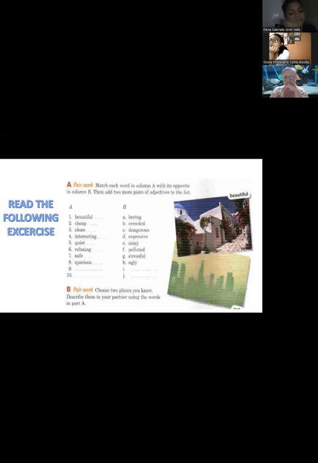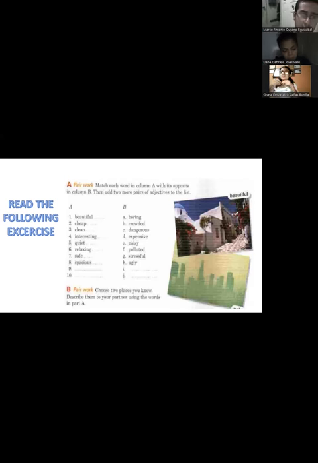Vamos a ver, un voluntario para que nos lea las palabras que están en la parte A. Need a volunteer for helping us with this. Who wants to help? Okay. Oh, Blanca, she raised her hand. Okay. Beautiful, cheap, clean, interesting, quiet, relaxing, safe, spacious. Thank you so much. That's right.